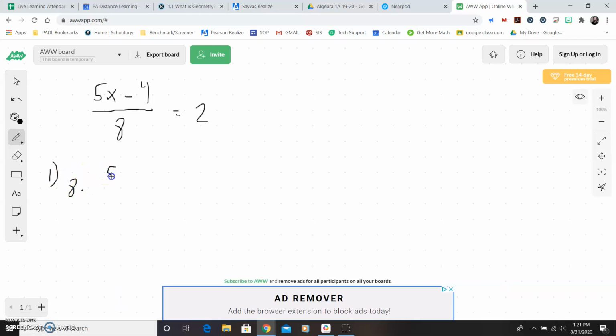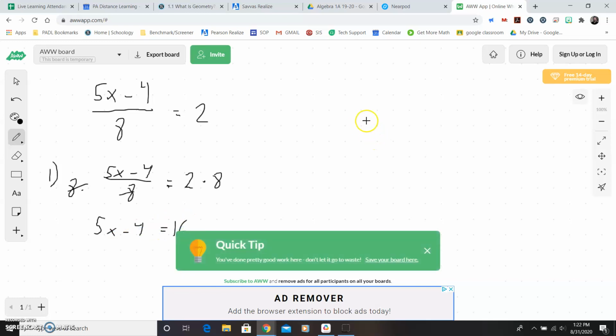So we multiply the left side by 8, and the 8's cancel. To get rid of a fraction, to get rid of the denominator, all you have to do is multiply by it. And of course, we have to be fair in algebra. What we do to one side, we must do to the other. So if we multiply the left side by 8, we better multiply the right side by 8. And so that ends up being 5x minus 4 is equal to 16.